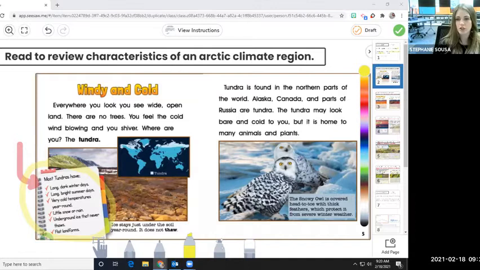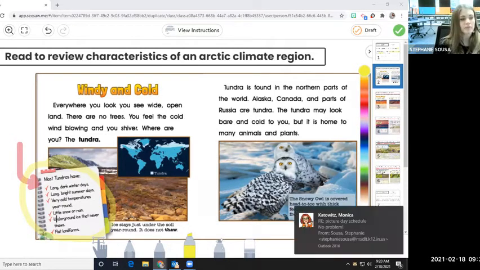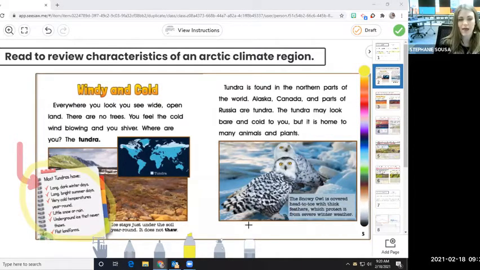There are long, dark winters. There are long, bright summer days. There are very cold temperatures year-round, not just in the winter. There is little snow or rain. There is underground ice that never thaws. And there are flat landforms, okay?